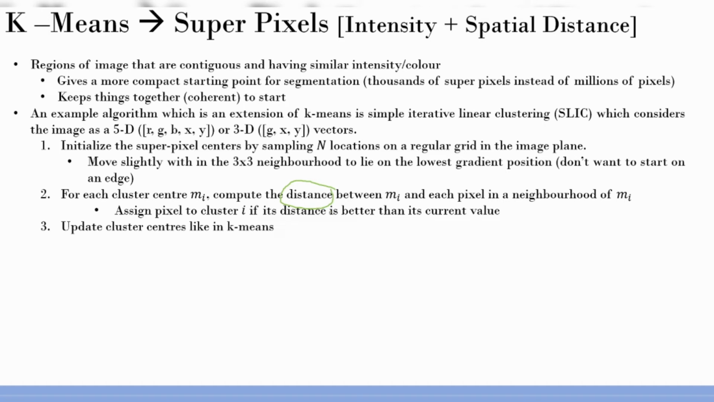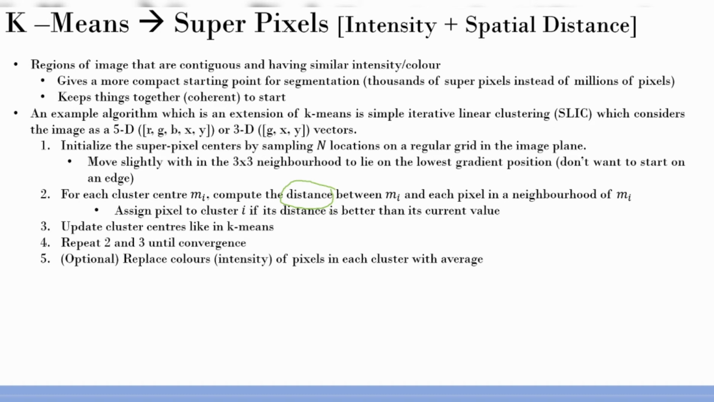So here, not only the intensity distance, we have to consider the spatial distance also, the actual physical spatial distance, right? And once that is calculated, update the cluster centers like in k-means. We were seeing the minimum of the distances and then updating the clusters accordingly. The pixel belongs to the one with the minimum distance, right? So that's the same concept repeated, and steps 2 and 3 are repeated till convergence.